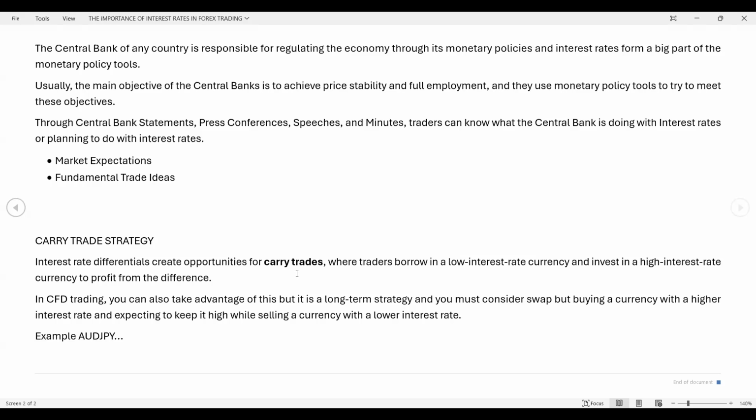So when central banks look at it, that's where economic data comes in, because economic data helps us to know what the economy is doing. And because central banks also pay attention to these things, we as traders should also pay attention to them.